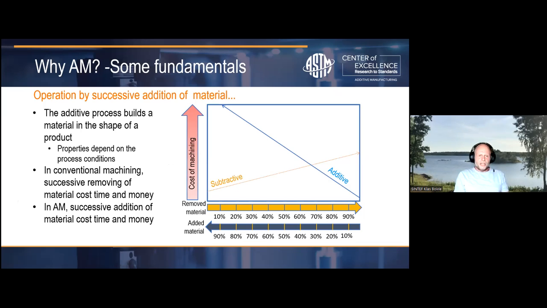The thing with AM is that it's very different from other technologies. The operation by successive addition of material means that you actually build the material to the shape of the product. And this in turn means that the properties will depend on the process conditions and also on the orientation of your building direction. In conventional machining, like CNC milling and grinding, successive removal of material costs time and money. The more material you remove, the higher the cost. With additive manufacturing, it's just about the same, but on the contrary, successive addition of material costs time and money. So the more material you add, the longer the time to build it and the higher the cost, which means that it's advantageous for you if you can add as little material as possible with additive manufacturing. So it will be to your advantage to make products light and not use more than absolutely necessary.